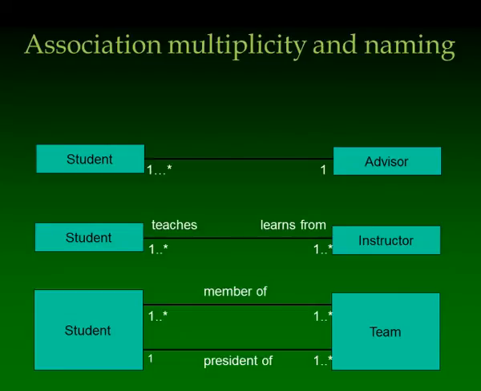For example, here you have a student that is connected to only one advisor. Every student only has one advisor, and one advisor can have many students. A student can learn from many different instructors, and an instructor can teach many students. A student can be a member of many teams, and a team can have many students, but there's only one president in a team. The same student can be president of several teams, but the team only has one president. So you can have more than one association between the same two classes.